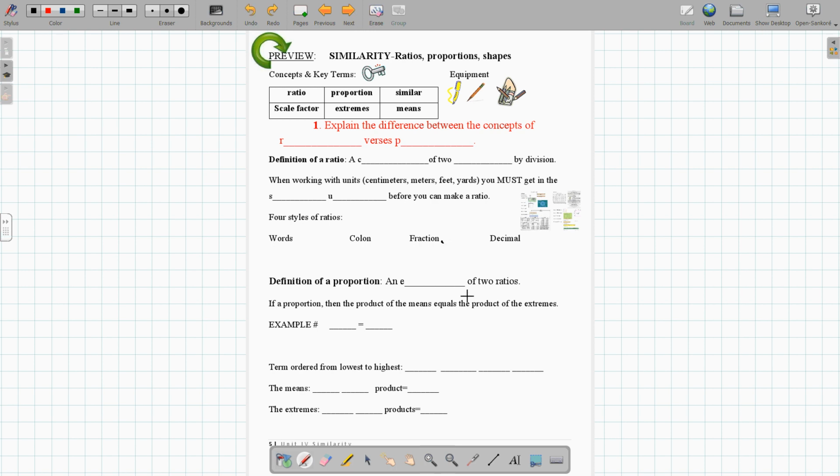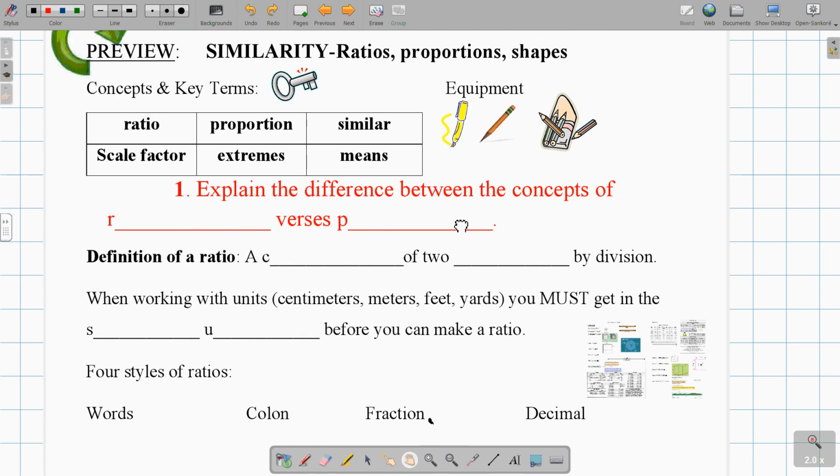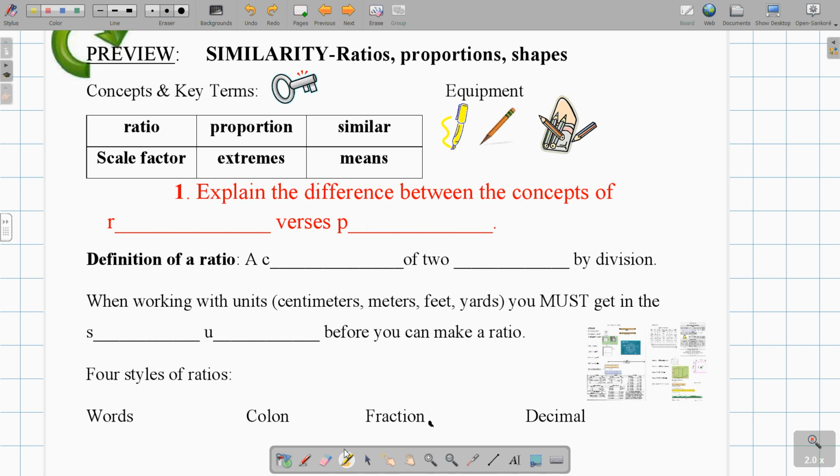Let's focus in on our first goal today. We are dealing with the concept of similarity, ratios, and proportions. By the time we're done today, you'll understand the difference between ratio and proportion. You'll be able to define the word similarity and scale factor, the extremes and the means. Step 1, we're going to explain the difference between the concepts of ratio versus a proportion.